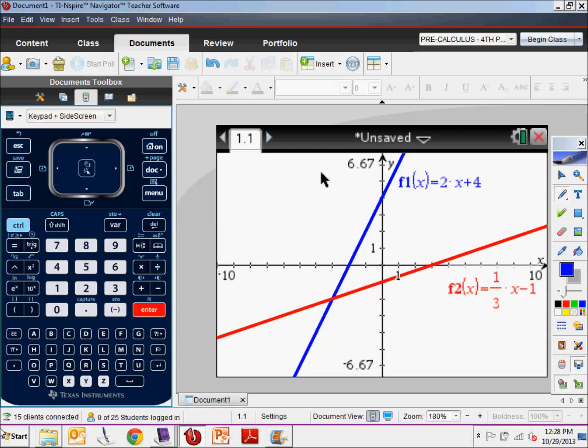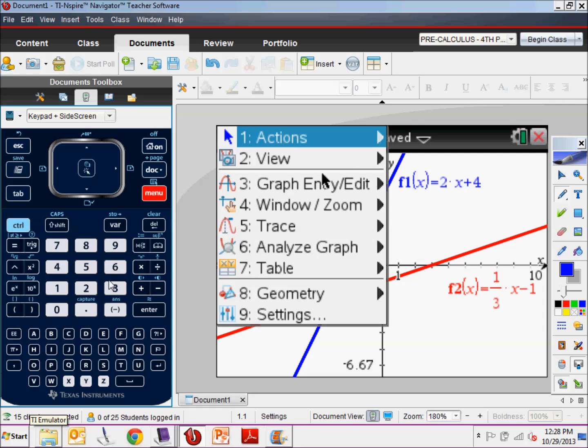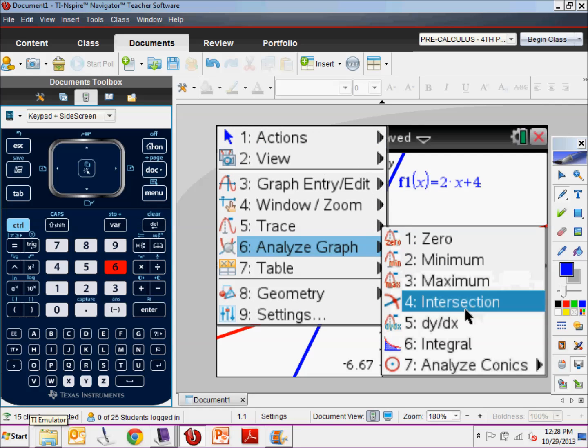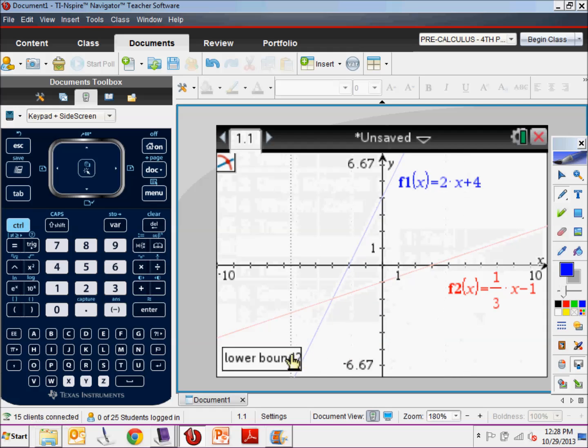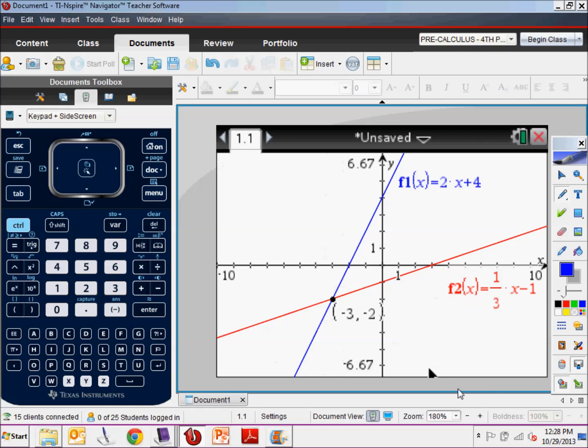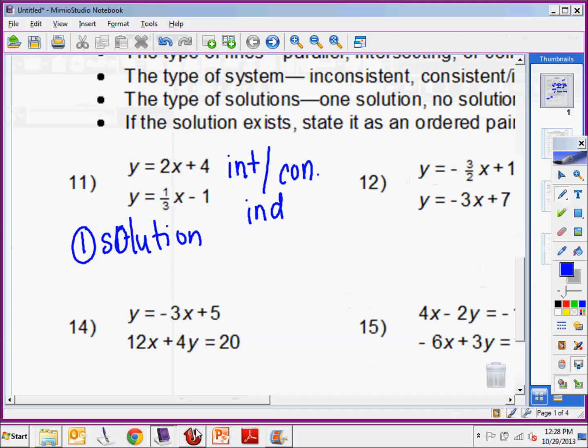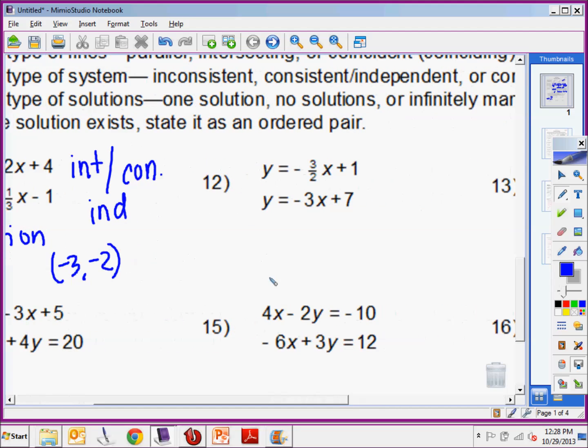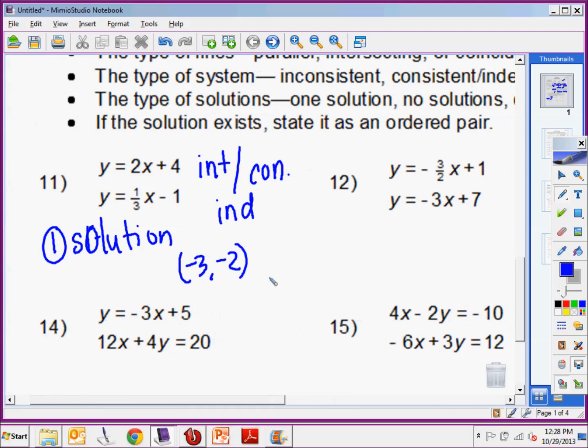You just double tap on the menu, then intersection. So my point of intersection is -3, -2. All right, I want you guys to try 12. What is it? -3, -2. So you're going to try 12.